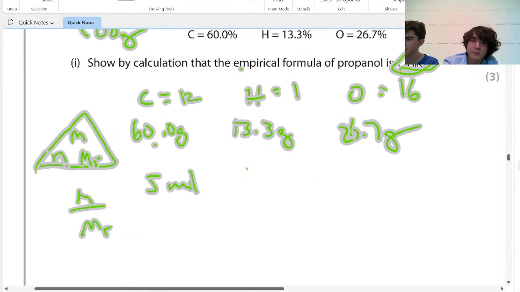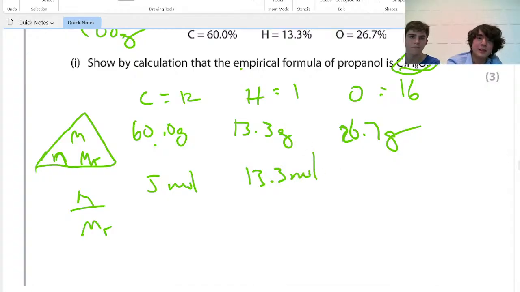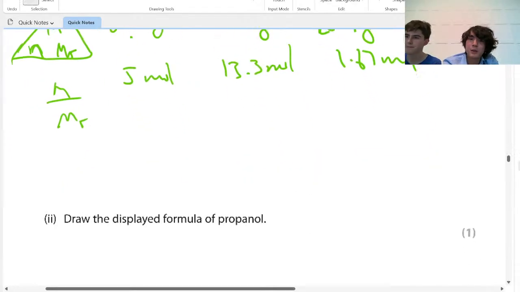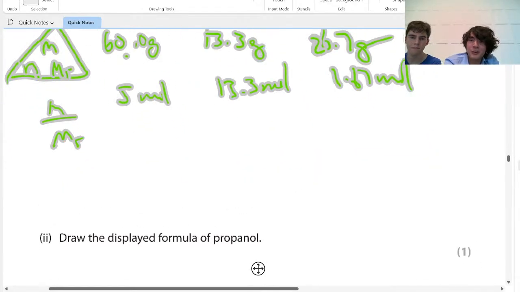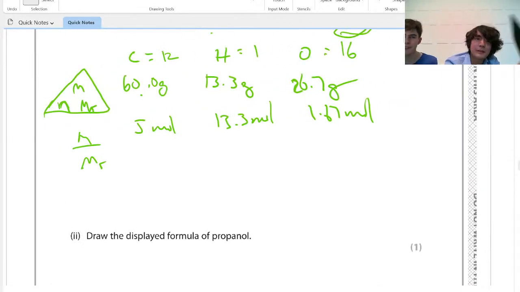13.3 divided by 1 is 13.3 moles. And 26.7 divided by 16 is 1.67 moles. So for these ones, if you don't have good numbers like I have, just divide by the smallest number. It may look a bit scary, but just press on, just divide and hope for the best.